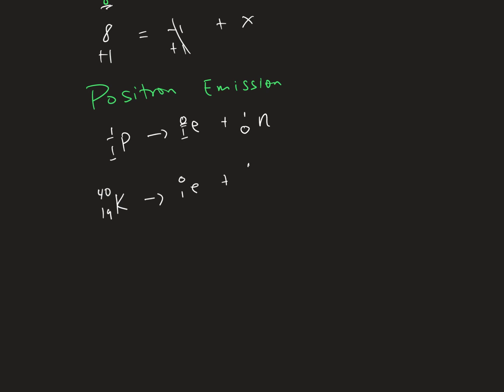Still 40, because the mass of a positron is basically 0. Not really 0, but relatively speaking, okay? And what's the bottom number going to be? What's the atomic number? 18, because 18 plus 1 is equal to 19. Always check. And that tells us this must be argon.